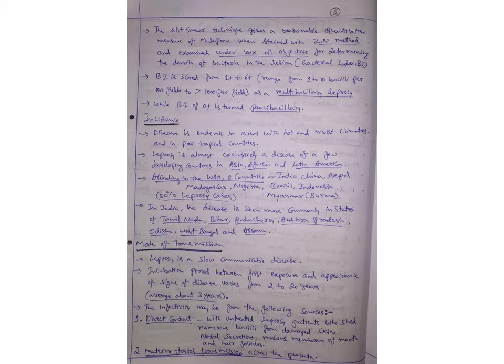The infectivity may be from the following sources. The first source is direct contact with untreated leprosy patients who shed numerous bacilli from damaged skin, nasal secretions, mucous membrane of the mouth and their hair follicles. The second is maternofetal transmission across the placenta, from mother to baby. The third mode of transmission is from the milk of a leprosy-affected mother to the infant.